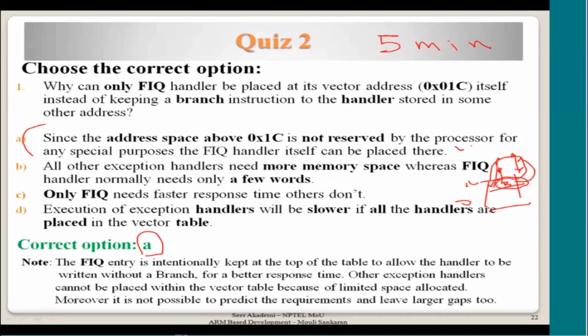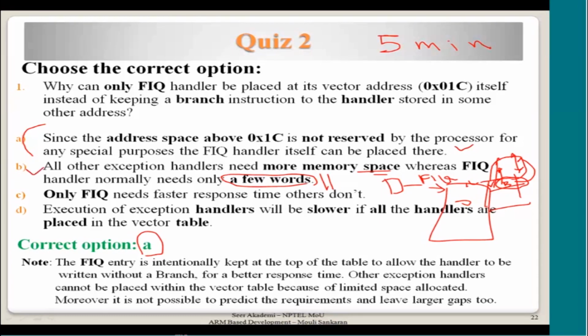So that is the reason, and the other reasons are not making sense. "All other exception handlers need memory space whereas the FIQ handler normally needs only a few words." That's not true. Everybody needs space, and you can't decide. As a system developer, you may decide to put a long routine in the FIQ. You are not supposed to do a long execution there, but it all depends on the program, on which particular peripheral you are connecting to the FIQ interrupt. So you cannot decide on this.